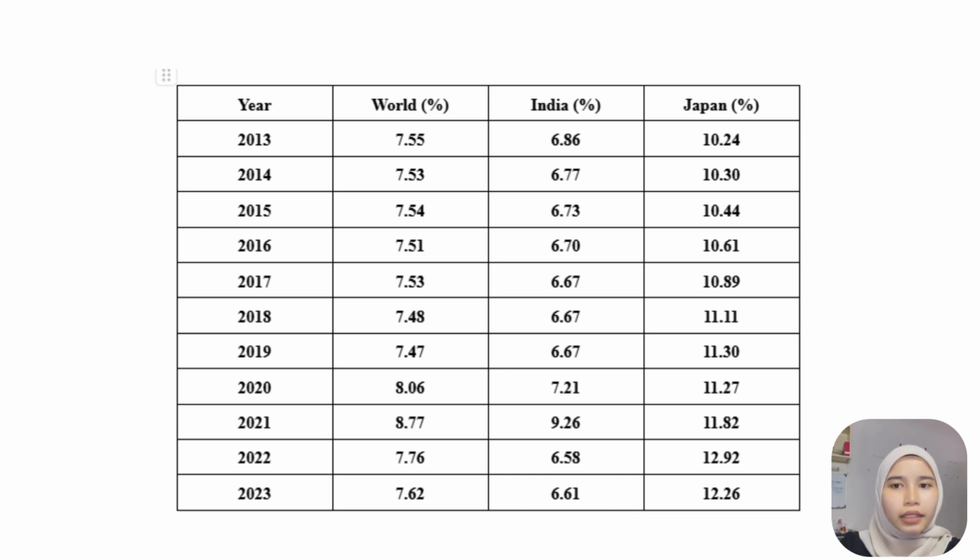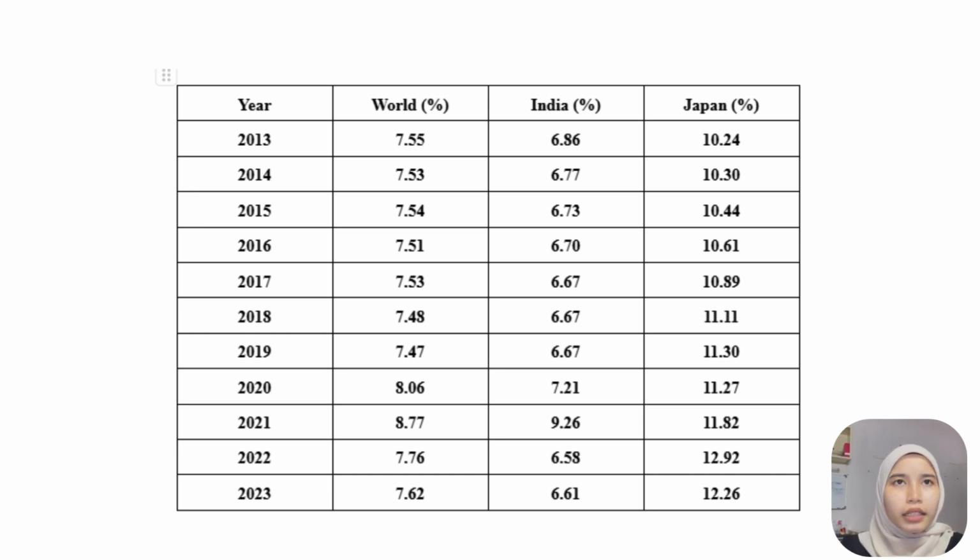India's death rate has remained relatively stable over the years, starting at 6.86% in 2013 and ending at 6.61% in 2023. However, there was a noticeable increase to 9.26% in 2021, likely due to the severe impact of the COVID-19 pandemic in the country. Japan's death rate has been consistently higher than the global average and India's rates.